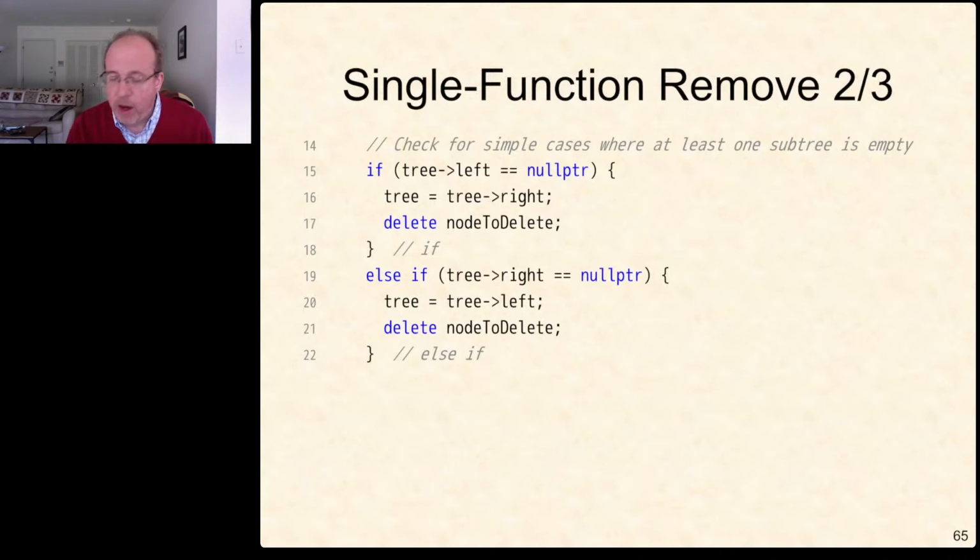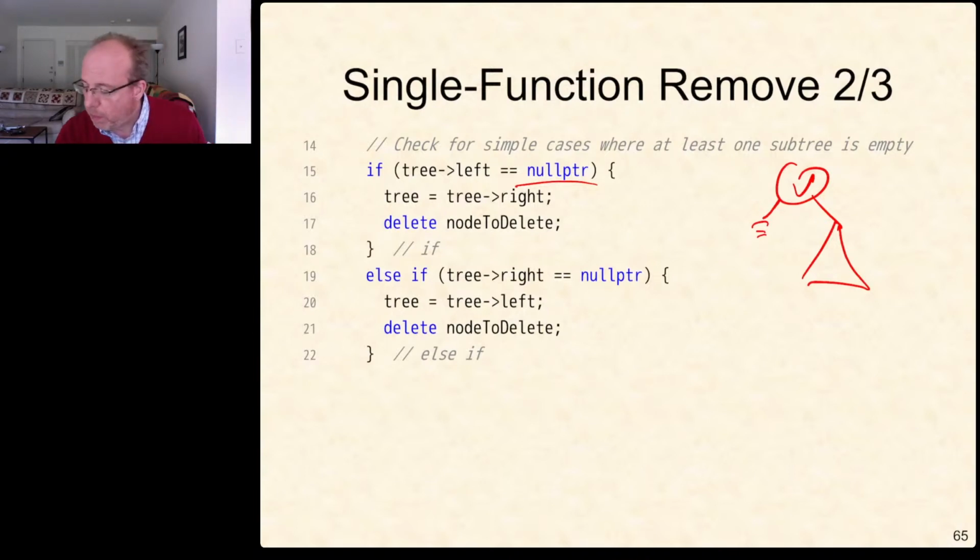Okay, here are the two simple cases. If the left pointer of the tree is null, so here's the node we're trying to remove, that's null, and there's a right-hand tree. Whoops, sorry. So this is the pointer T. We'll reset the pointer T to point to the right-hand node, and then we'll delete this node.